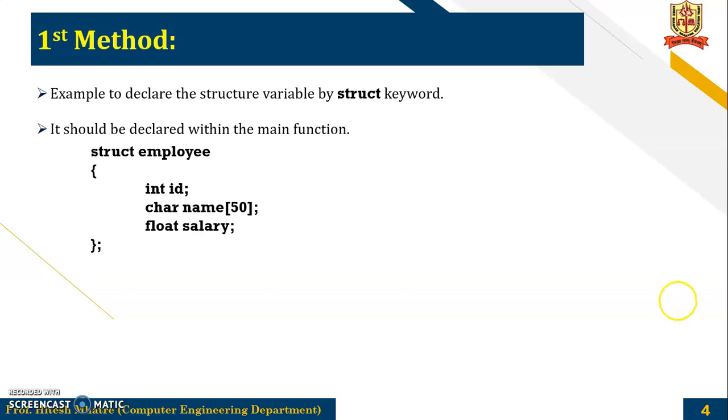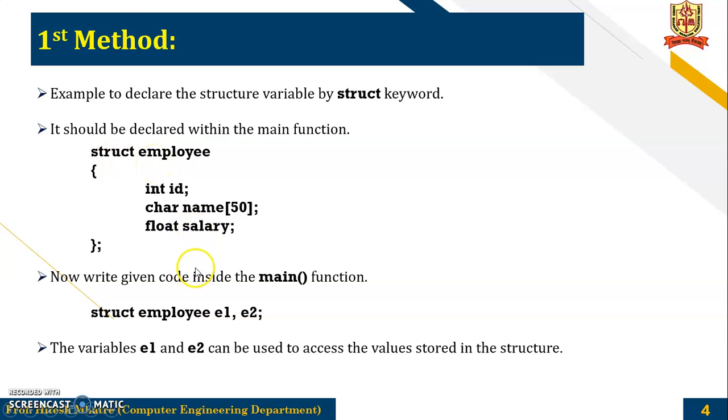Now this is how you represent your structure. Say struct employee. Struct is a keyword, employee is the name of my structure, then this is the body. These are the different elements that I want, which are of different types, say integer ID, character name, float salary. So this is how I declare my structure.